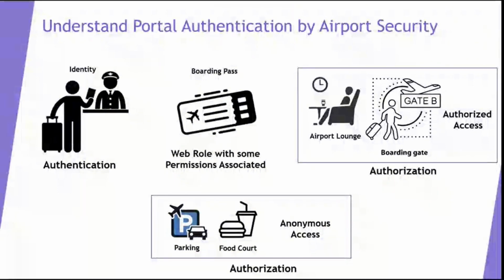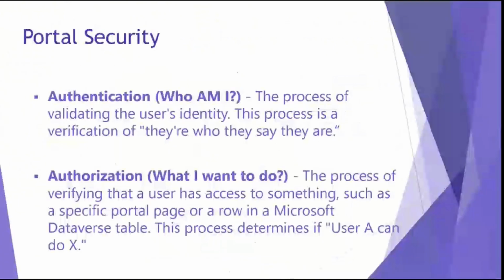So that access is called the anonymous access. So this is just a simple example of the portal security. Now let me discuss each component in more detail. Portal security basically consists of two things: authentication and authorization.